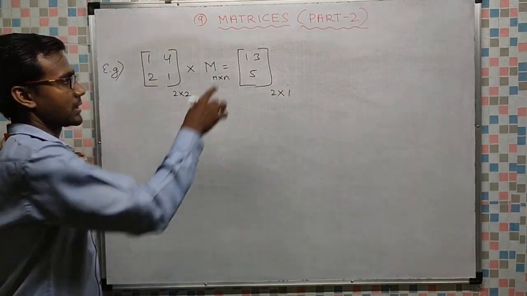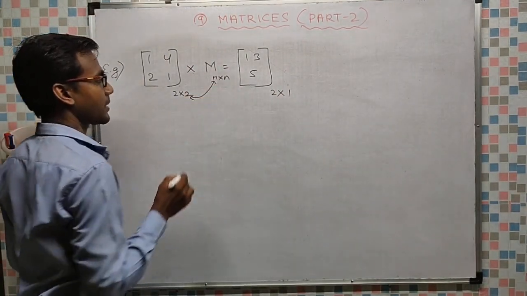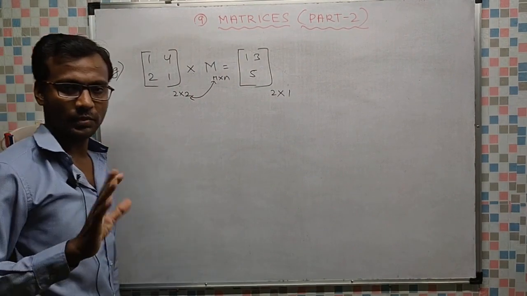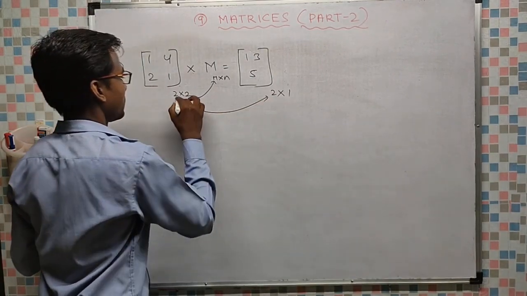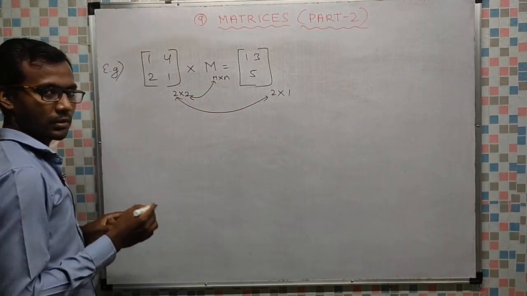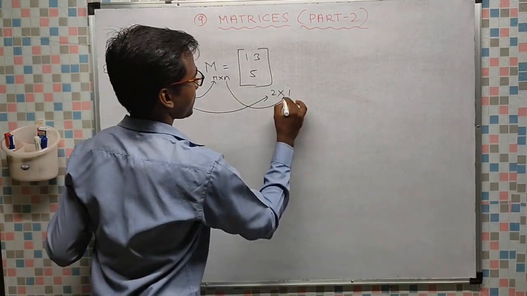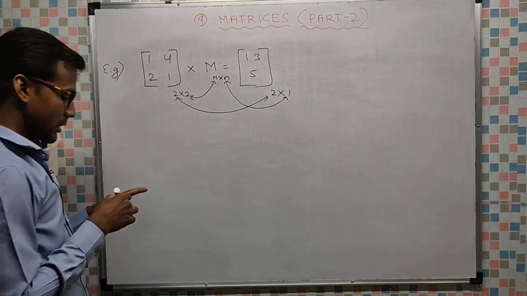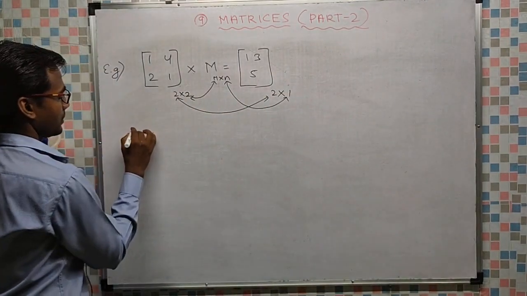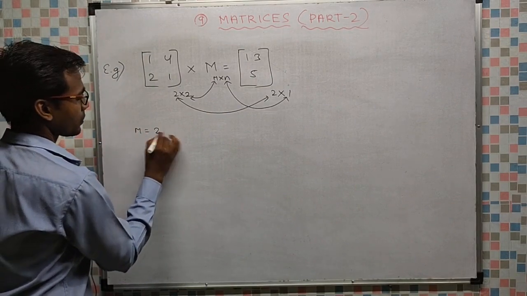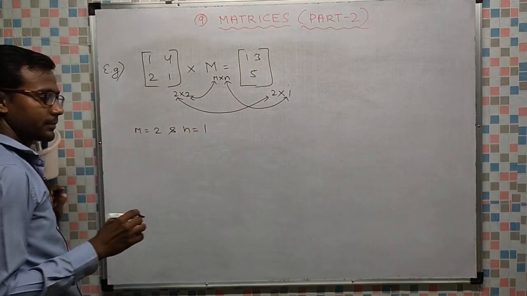The order of this matrix is 2 by 1. It is a column matrix, you can see there is only one column. These two must be same, otherwise multiplication is not possible. According to the multiplication diagram, these two must be same. So from the diagram we get m is equal to 2 and n is equal to 1.